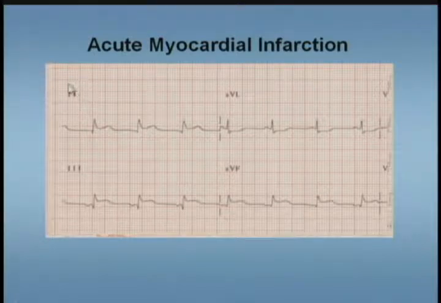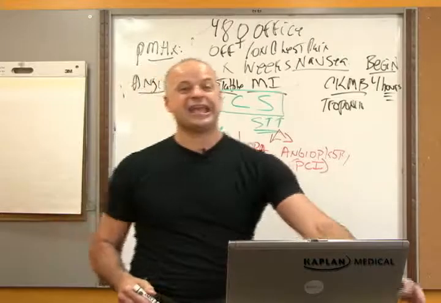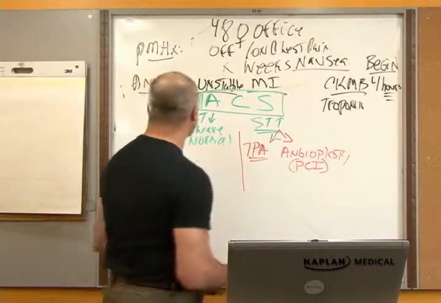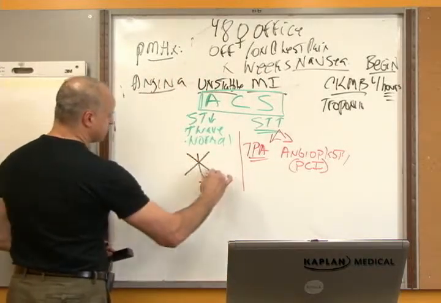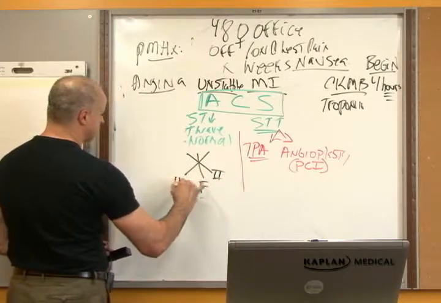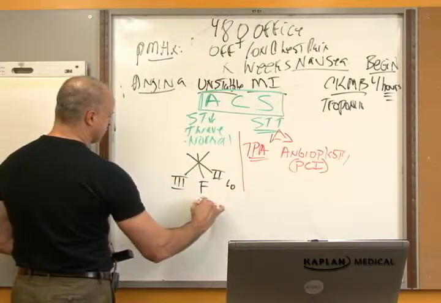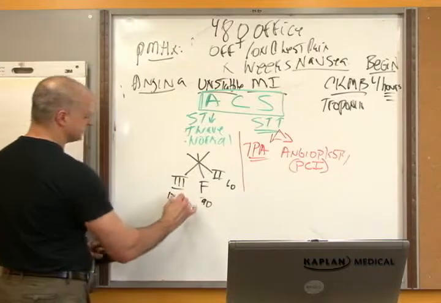It's in leads 2, 3, and AVF. Let's look at that for a second. If we look at our hexaxial grid, we see that AVF is down here, lead 2 is over here, and lead 3 is over here: 60 degrees, 90 degrees, 120 degrees.